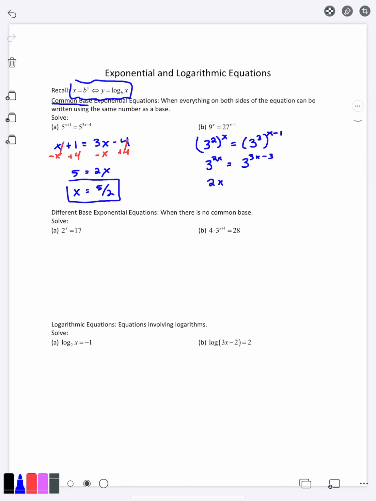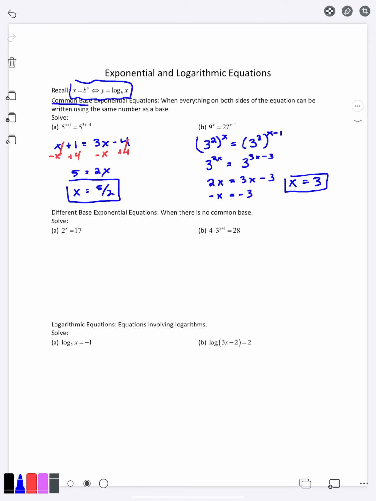Now we've converted the problem to have the same base, so we can let the exponents equal each other. And we do a little bit of work here. Subtract 3x maybe. Divide by negative 1. And we get the value of x equal to 3. So common base ones, you don't have to do anything too fancy. Once you've gotten them to have the same base, set the exponents equal, and you are done. You can completely avoid logarithms here.